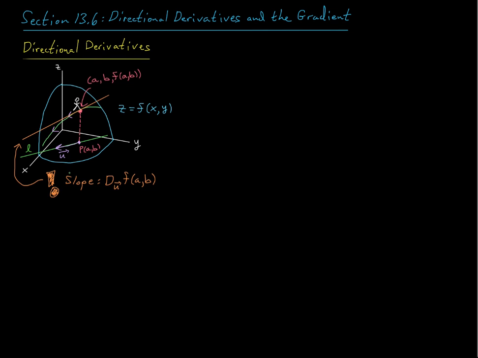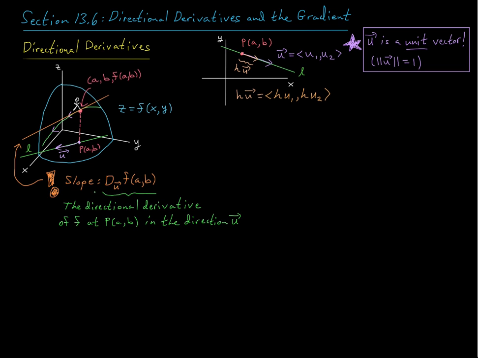And we're going to give this slope a special name. We're going to call it the directional derivative of our function f at the point P with coordinates a, b in the direction u. The notation there is capital D, D for derivative, and then this vector u is acting as a subscript, and then we have f evaluated at a, b. So let's go ahead and now set up some things to help us compute this orange tangent slope.